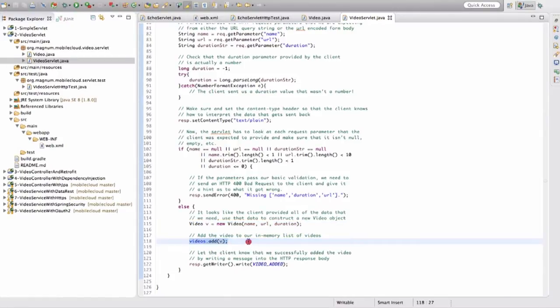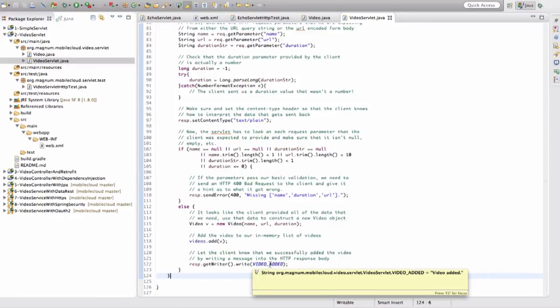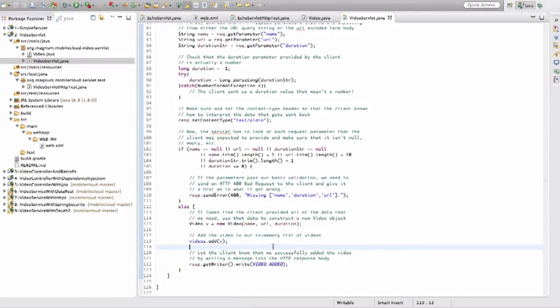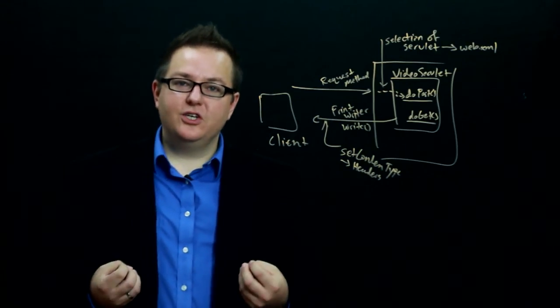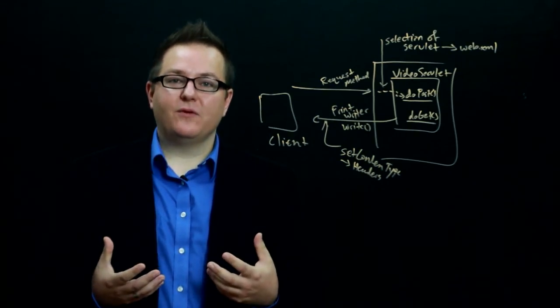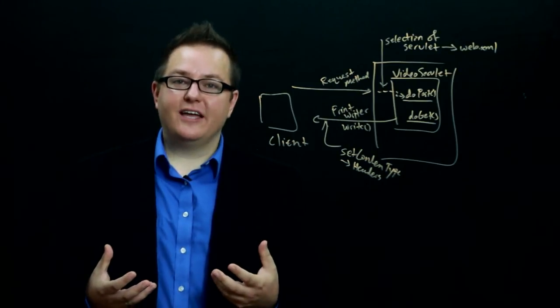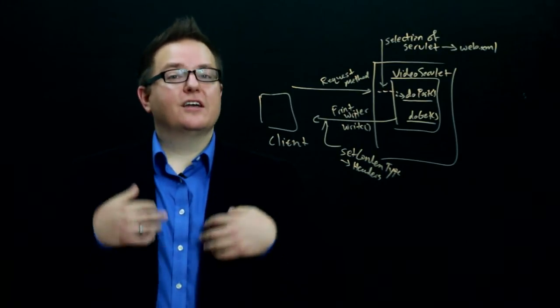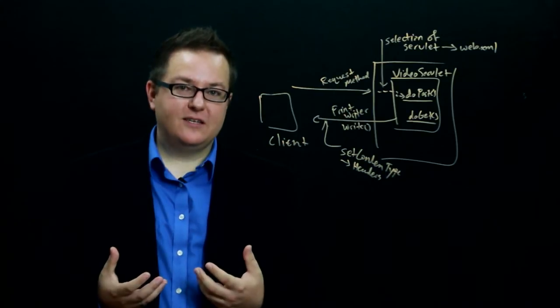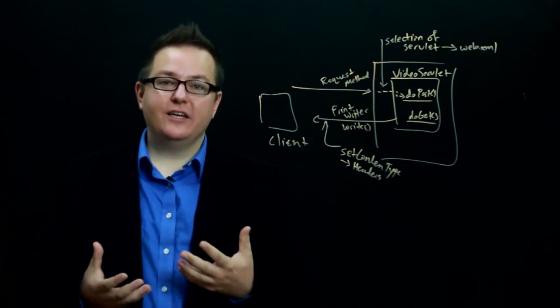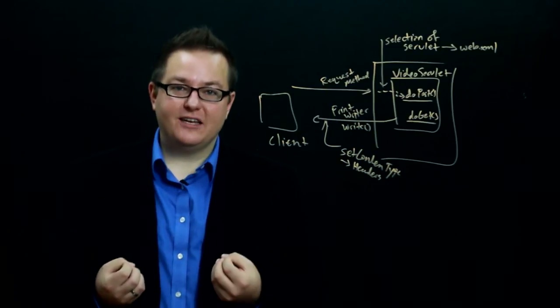We get to add it to our list of videos, and then finally we can write back a message to the client saying, hey, we added the video. So if you look at this video added message, it's just video added is the value of it. So this is just a constant that we've defined up top. So this is a huge amount of work to actually do something simple, and that is to take a request from the client, take the data that it provided us, construct a video object, and add it to our list. A massive amount of work is going into all of this parameter extraction and validation.